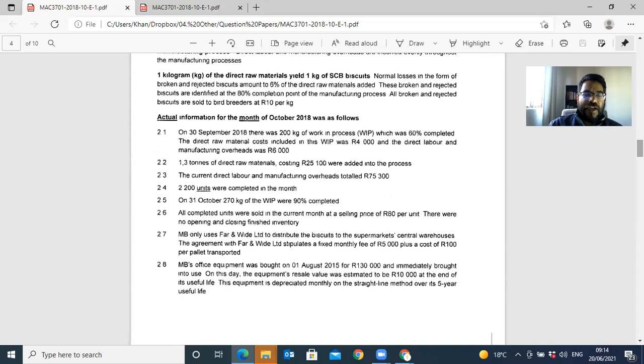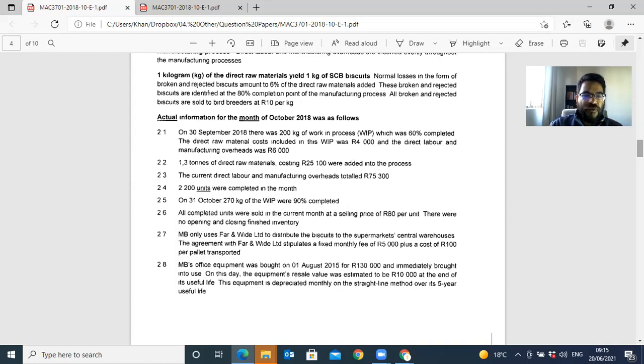They say 1 kilogram of the direct material yields 1 kilogram of biscuits. Normal losses in the form of broken and rejected biscuits amount to 6% of the direct raw materials used. These broken and rejected biscuits are identified at the 80% completion point of the manufacturing process. All broken and rejected biscuits are sold to bird breeders at 10 Rand per kilogram.